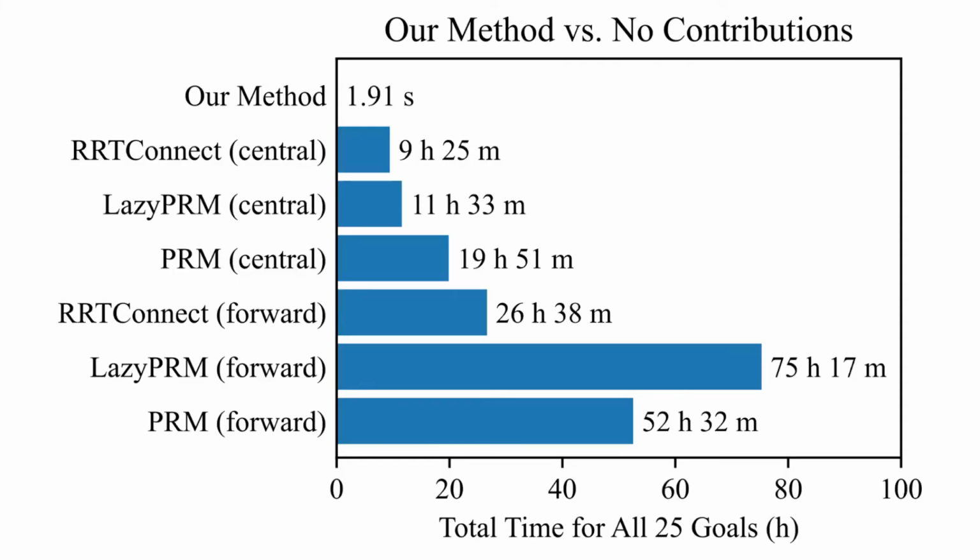Compared to other popular off-the-shelf planners not using our contributions, our method can plan to 25 consecutive goals in less than 2 seconds, whereas the best competition accomplishes the same feat in nearly 9.5 hours. Our method achieves a 17,700 times speedup over the fastest comparison.